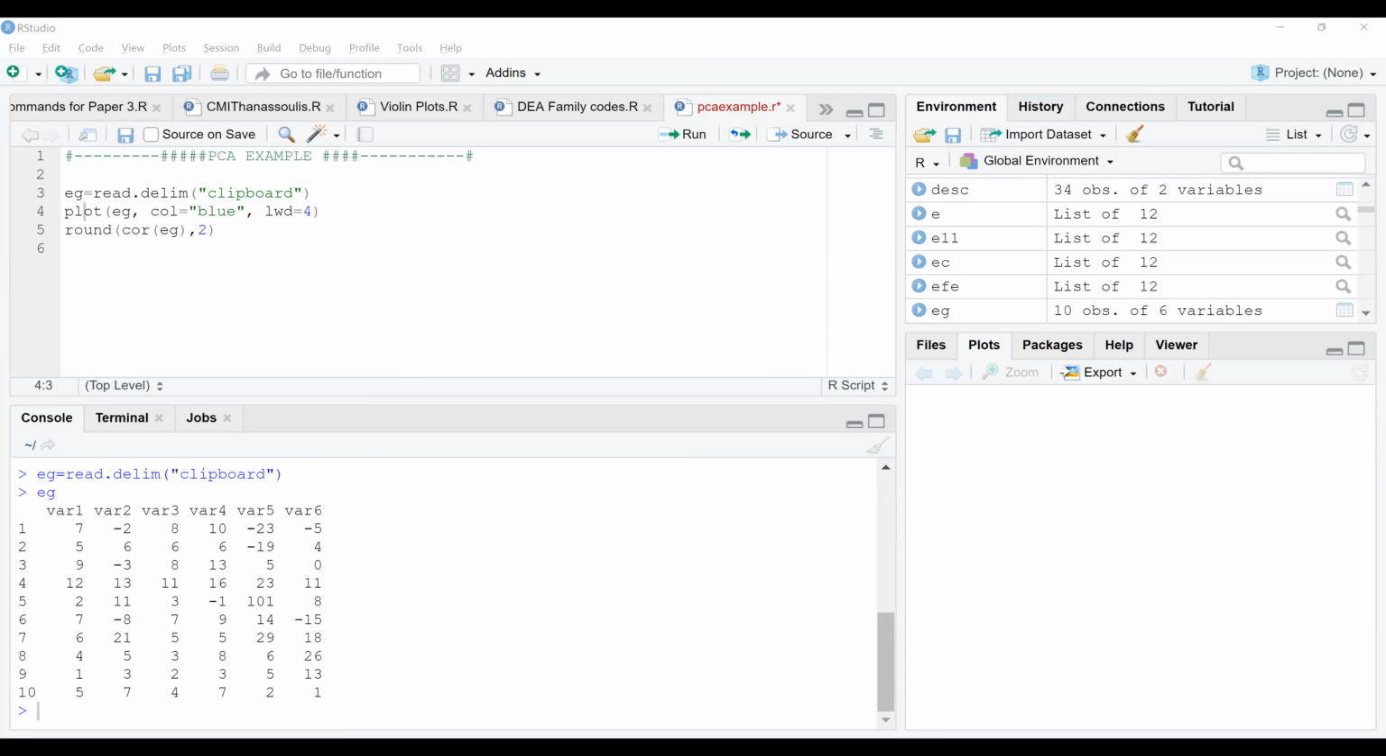We want to look at the application of the principal component analysis. This is a data set which we have. The first thing to do is to take this data set to R. Okay, let's take the data set to R.